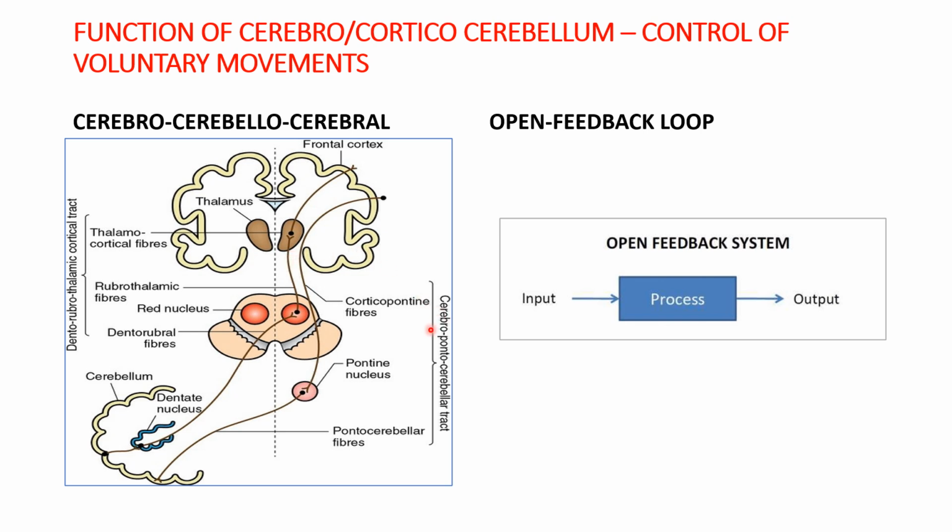So it is the cerebropontocerebellar tract. Then this is the input. It will be processed in the cerebellum. Then this is the dentato-rubro-thalamic cortical tract. This is the output. This is an example of open feedback system.